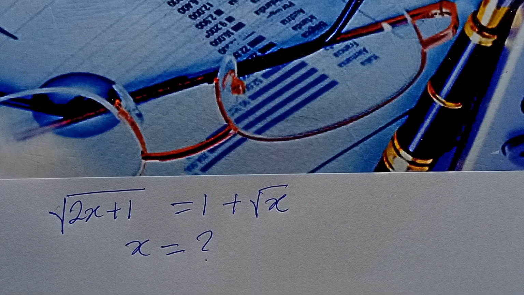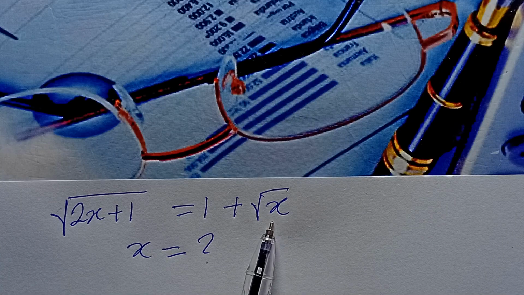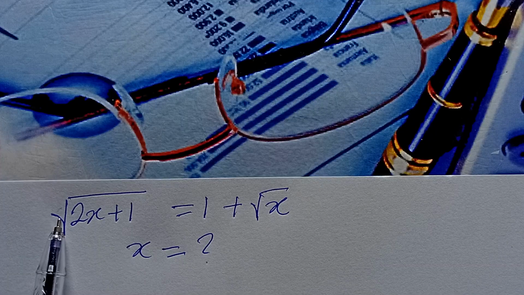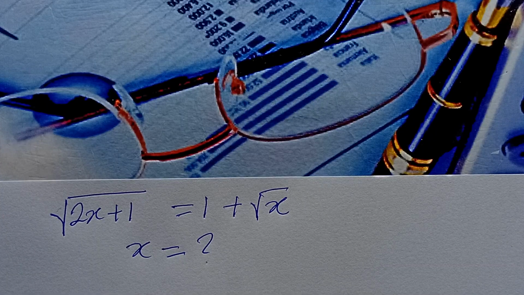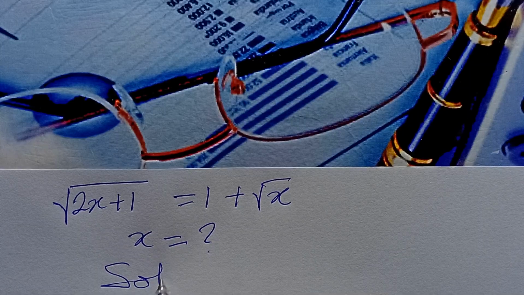If you have a challenge of this kind, how do you solve it? It is very simple. We have a square radical here, we also have a square radical here. So the best thing is just to eliminate this by taking the square of both sides. So first, let's take our solution.